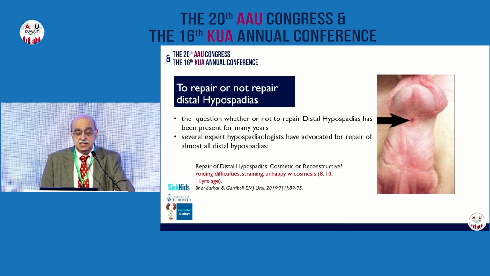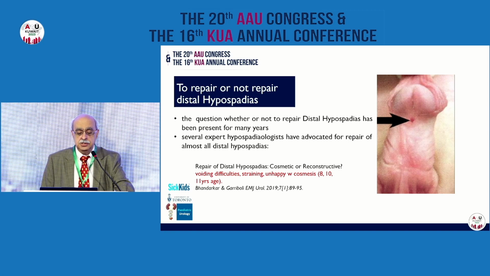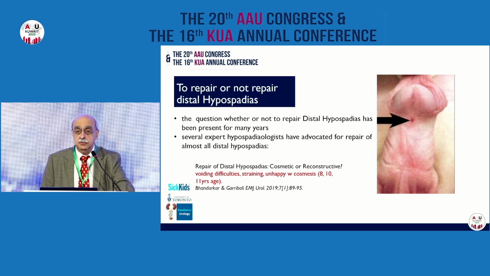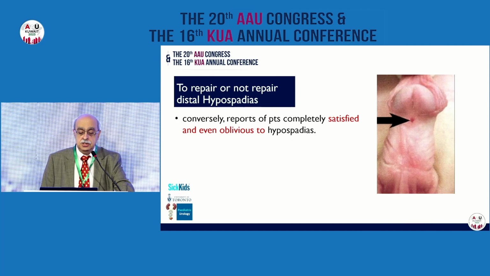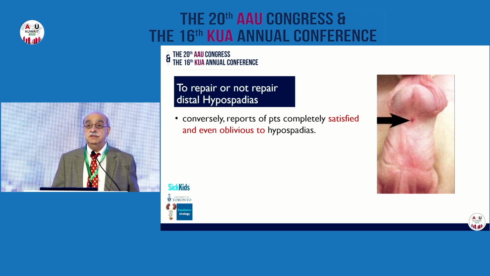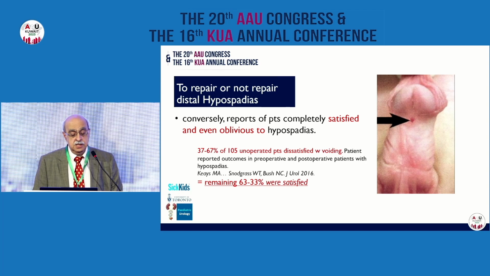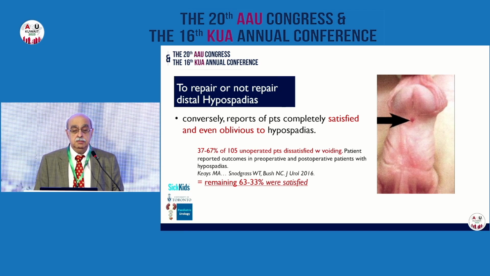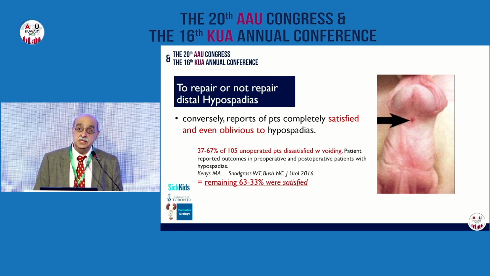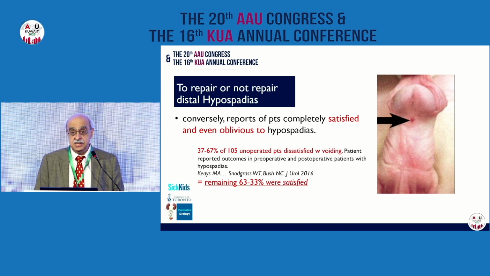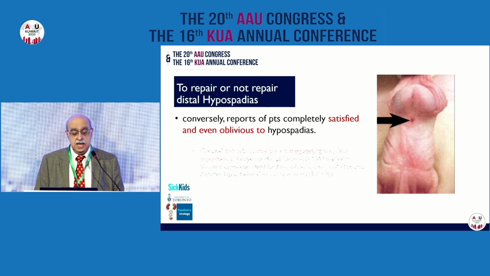And there have been similar studies that have looked at children in the 8 to 11-year range and showed that they also are either unhappy or were having voiding difficulties without having had reconstruction. Conversely, however, there also are reports of many patients who are completely satisfied or even oblivious to the fact that they have distal hypospadias. In the previous study I just showed you, if you reverse the numbers, if 37 to 67% were dissatisfied, then the remaining 63 to 33% were completely satisfied with their anatomy.